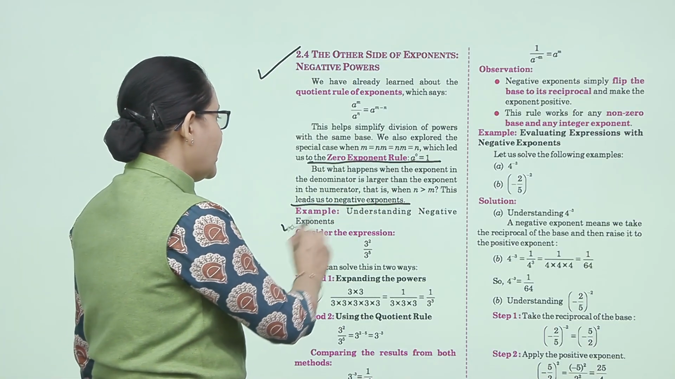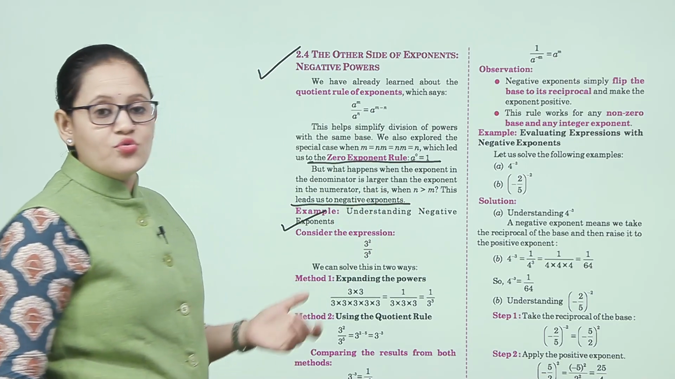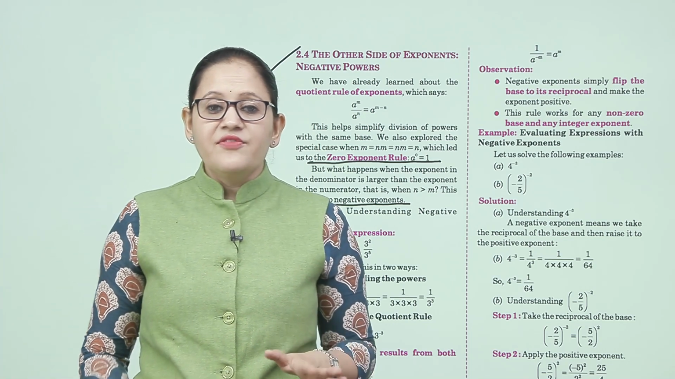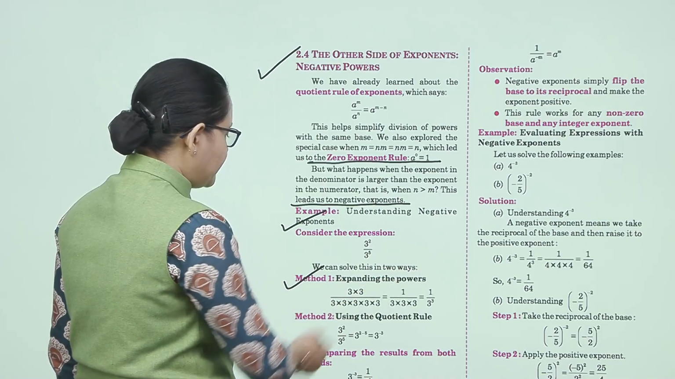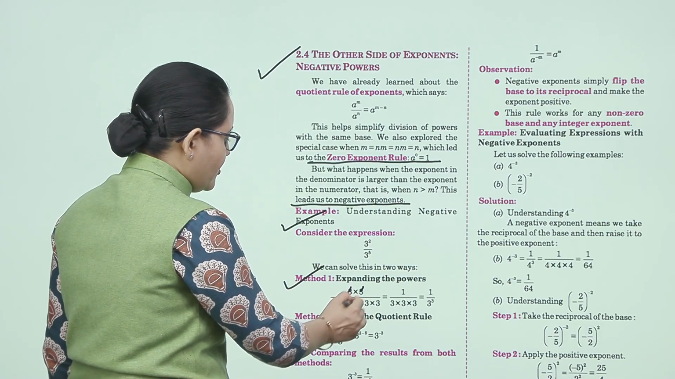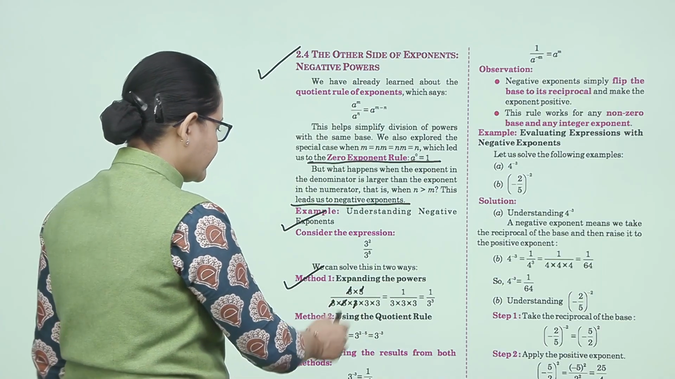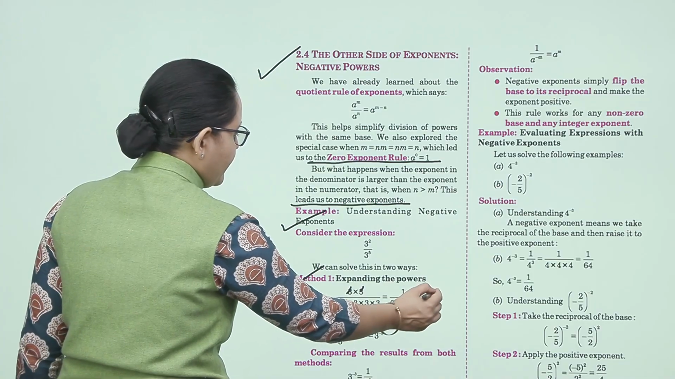Example, understanding negative exponents. Consider the expression 3 to the power 2 upon 3 to the power 5. We can solve it in 2 ways. Method 1, expanding the power. So, that is equal to 1 upon 3 to the power 3.